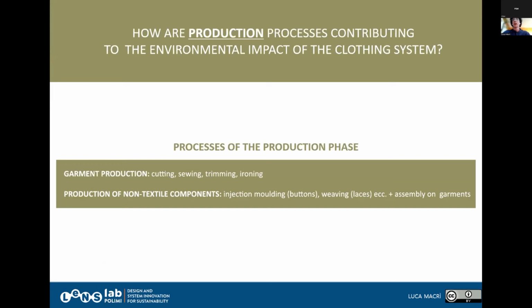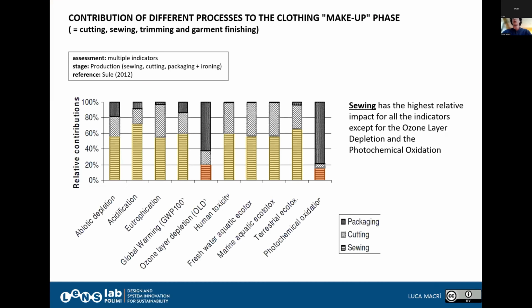And we switch now to production. So production is when you have the textile and you start to produce your garment, your piece of clothing. And those are the processes: cutting, sewing, trimming, ironing, those that are called the makeup phase of the garment. In general, the production phase is not impacting a lot on the life cycle. And that is also why we don't have many studies on that. But from this example, we can see how sewing is maybe the highest relative impact for these indicators.